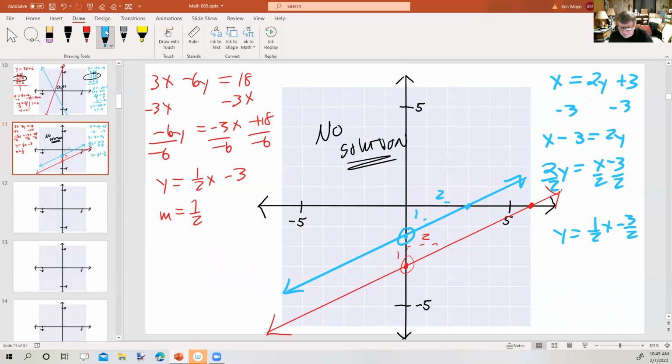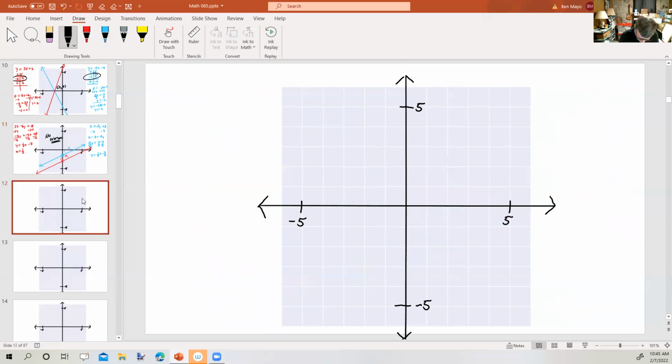So I have the same slope, so the lines are parallel. They have different y-intercepts, so they have to be different lines. No solution. All right, let's take a look at another example. This is x plus y equals 1, and y equals x plus 5.